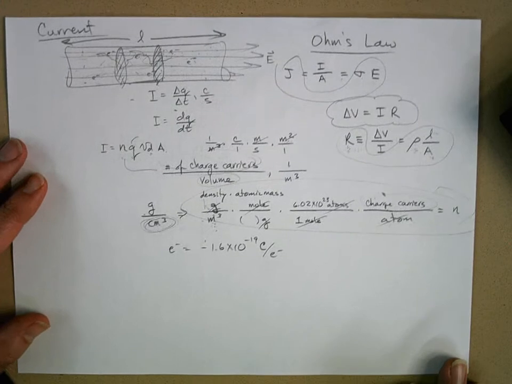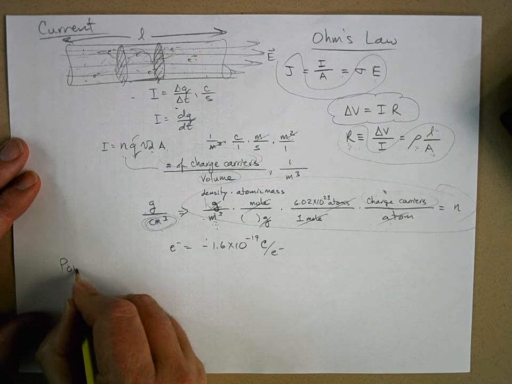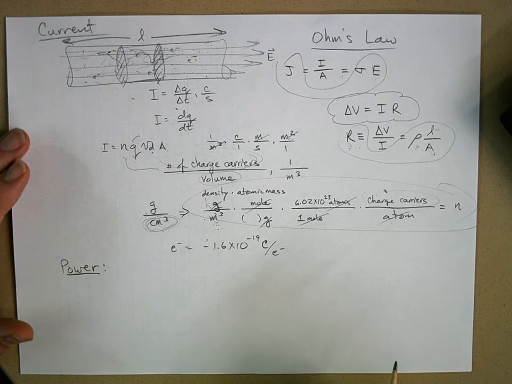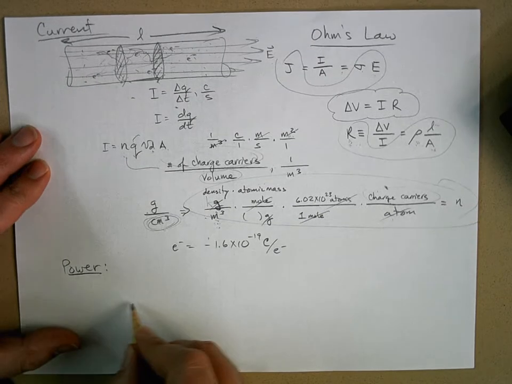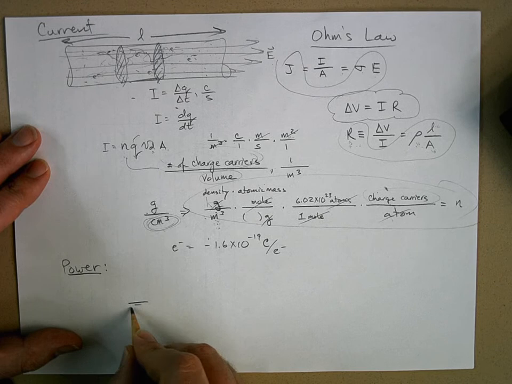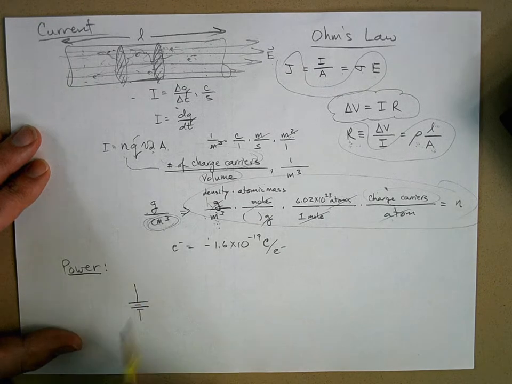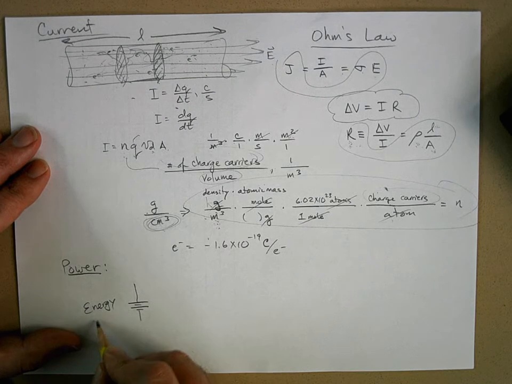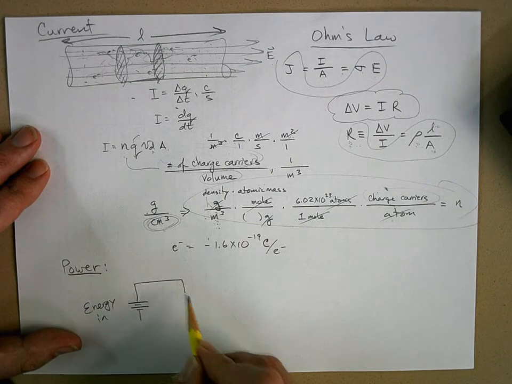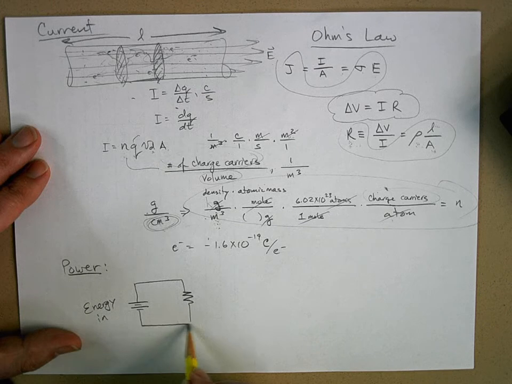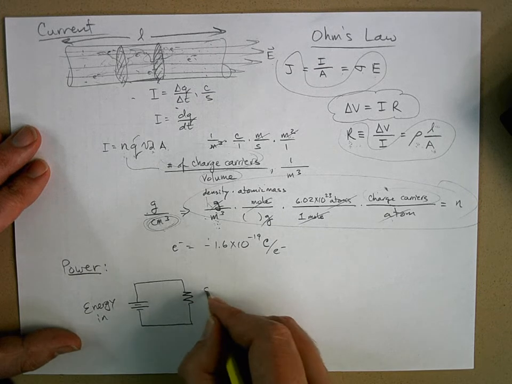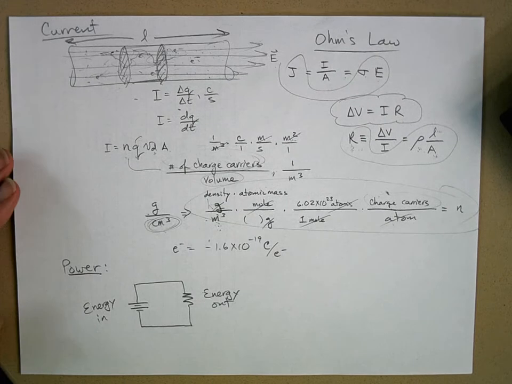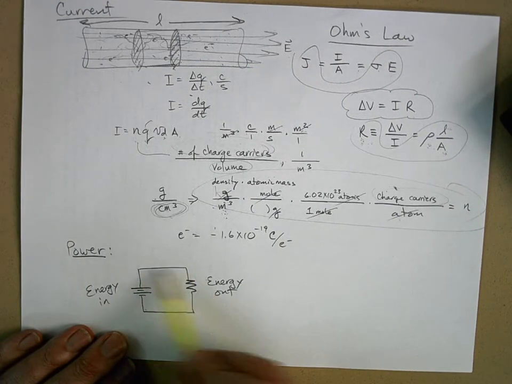All right, let's move along now to electric power. Okay, so power. Now, this is getting a little ahead of myself, but if I have a battery, a battery puts energy in. Energy goes into the circuit. And here we have a resistor. That's the symbol for a resistor. Here we have energy out. And if you go around in a circle, this puts energy in, this takes the energy out.